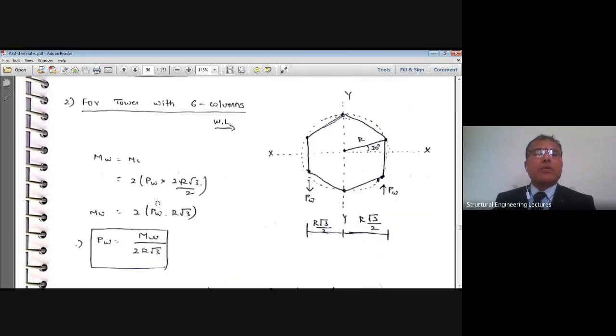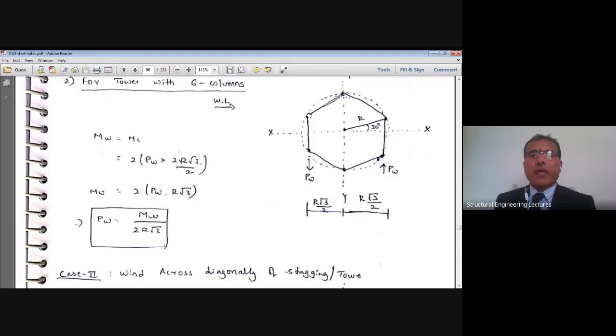Now I'll go to the tower with 6 columns, right? That is how a benzene shape looks, with six faces. Then it has a radius, assuming a cylindrical tank. All columns are there at a radial distance of r.